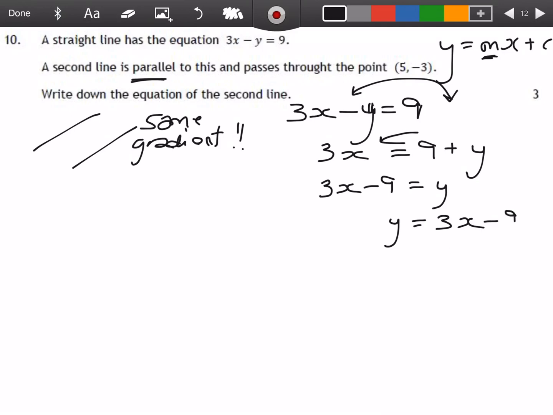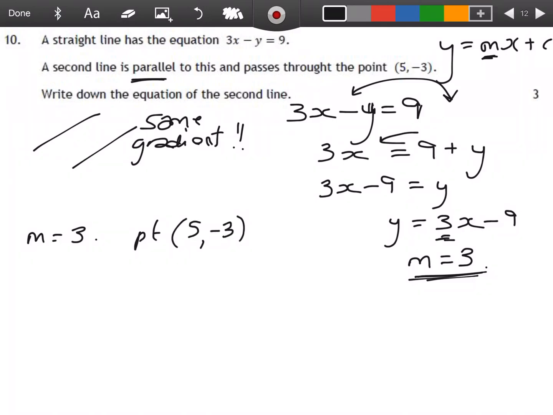What is the gradient then? The gradient is 3. So the question says, find the equation of the second line. The second line is parallel to that one, so the gradient is 3. So the gradient of this new line is also 3. So the question says, find the equation of the line. We've got the gradient and we've got a point.